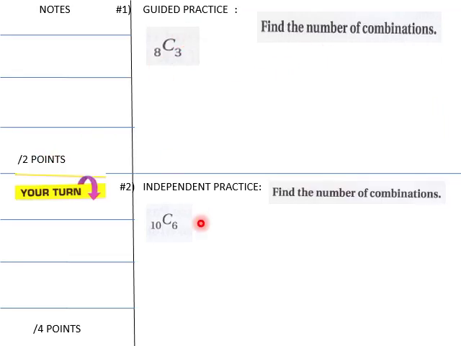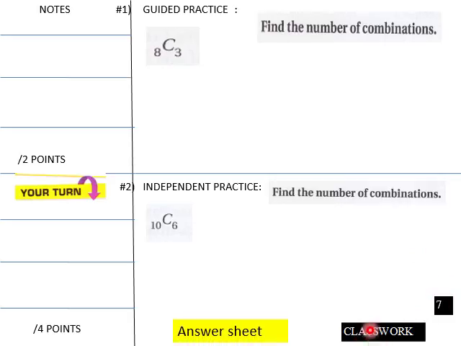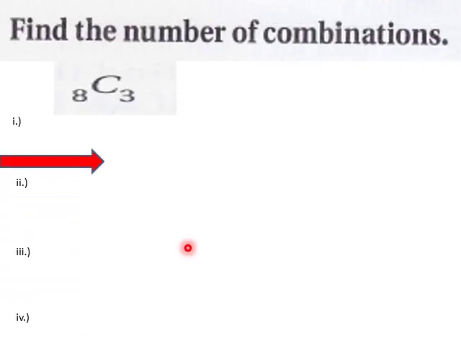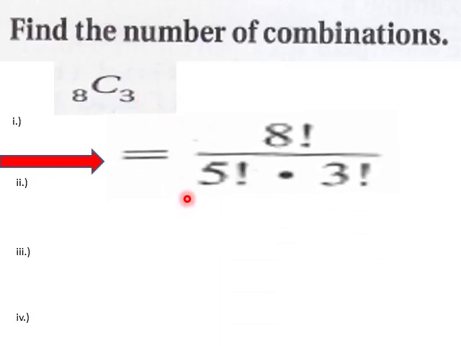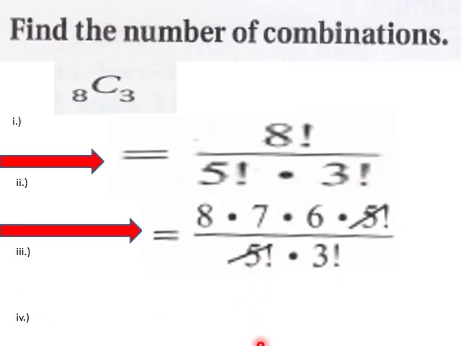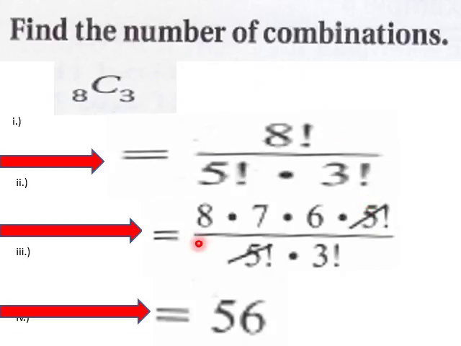Find a number of combinations. This is for you students. Find a number of combinations. And this is page 7 of your class worksheet here. So 8 choose 3 would be 8 factorial over 5 factorial times 3 factorial. And then we expand our factorial out here, then we cancel. That's one way of doing it. Or you could use your calculator for this. But this is one way to do it, by hand. And that quotient gives us 56.